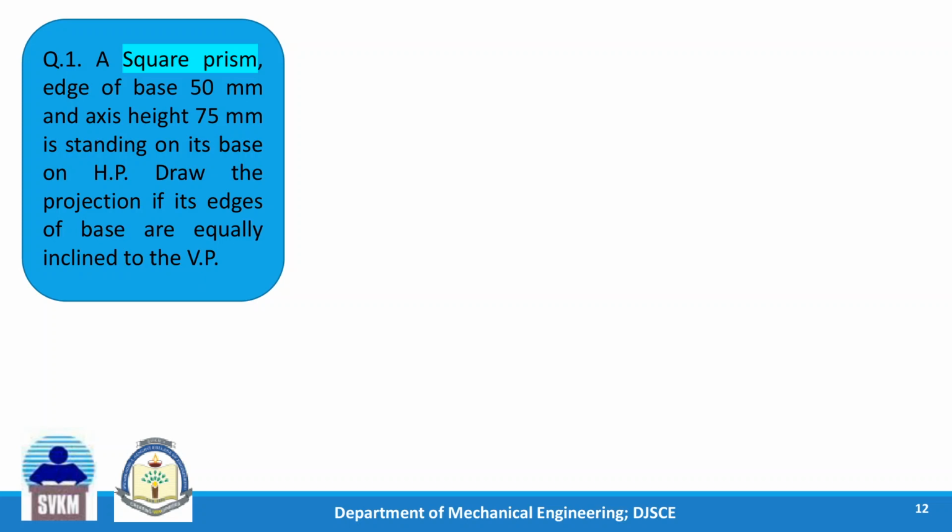Now what is given is that a square prism, this is important. It is a square prism. It is standing on its base on HP. What does this mean? It means that the axis is perpendicular to HP. And when it is perpendicular to HP, it will be parallel to VP. And how are the positions of the edges given? The base edges are equally inclined to VP. This is important. So all the base edges are equally inclined to the VP. Now just imagine the shape.